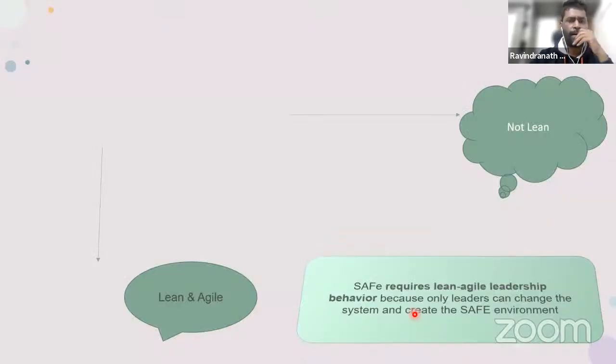I think this slide has got something wrong, right? This cloud says not lean, and there's some arrow. This icon says lean and agile. Look at this. This one is just sleeping. The leaders are sleeping here. Now just click on the bang.